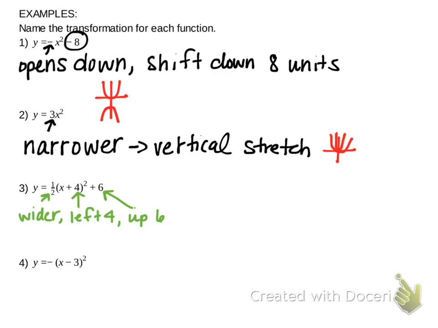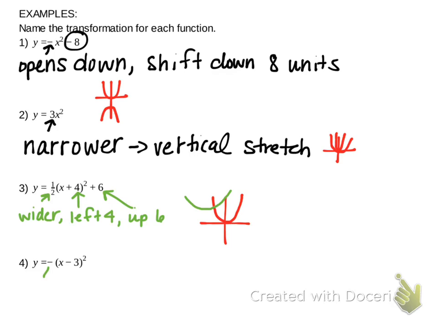So if I have my parent function here, let's just say this is my parent function. Obviously it's a little bit off. It's going to be wider, left 4, up 6. So it's probably going to look something like this. Oh, that's right 4. Whoops. So something like that: left 4, up 6, a little bit wider. That would be that transformation.